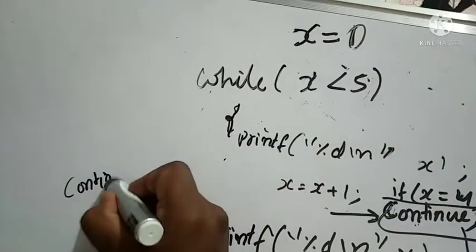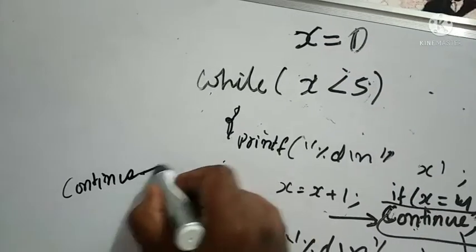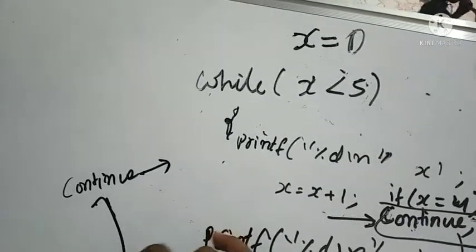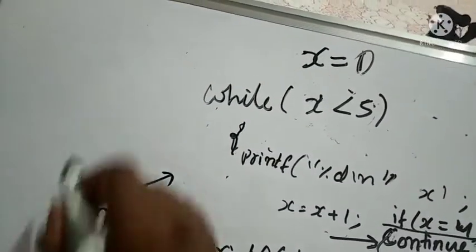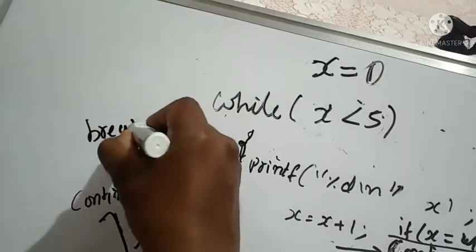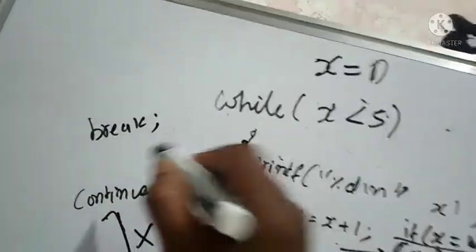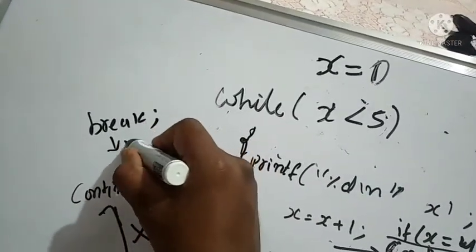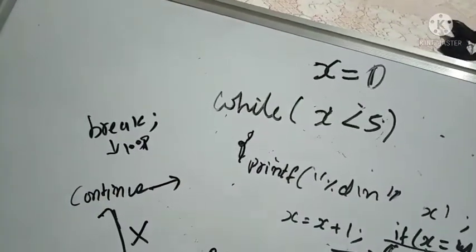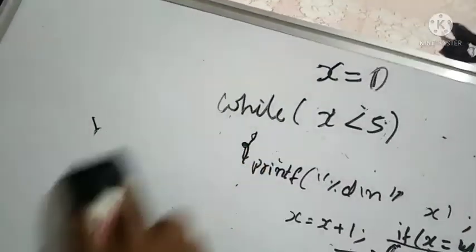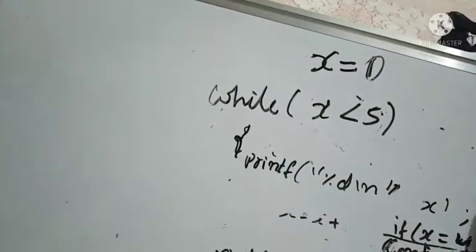What is continue now? Continue means whatever instructions are below it will not execute, and it will go to the next instruction. If I use break, what happens? It will break the loop. This is used to break the loop and come out of it, and then it starts executing the instruction next to the loop.